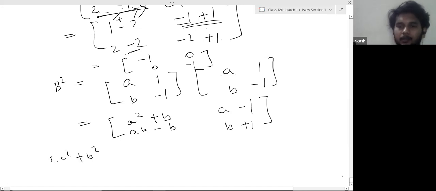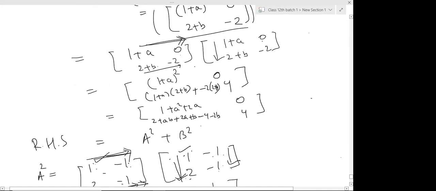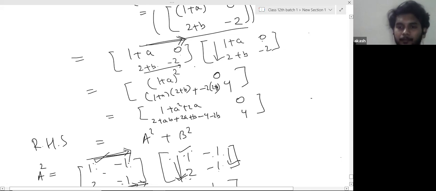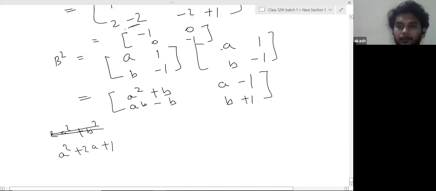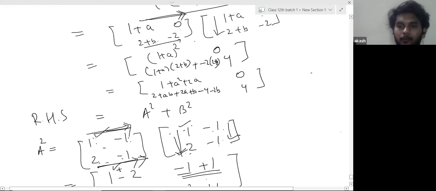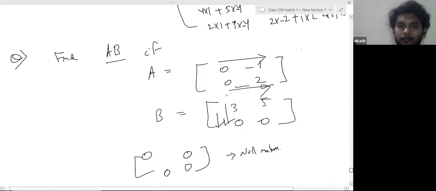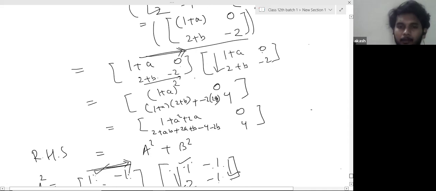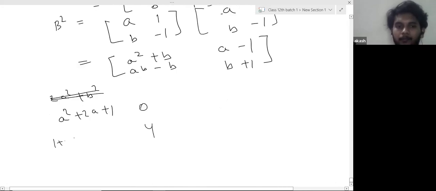Is this right? 2a square plus b square here. What is on LHS? A square plus 2a plus 1, right? On the LHS side, we had a square plus 2a plus 1. And 0 and 4. In here we have 1 plus a, 2 plus b, minus 2 plus b. Forgot one number, I guess.